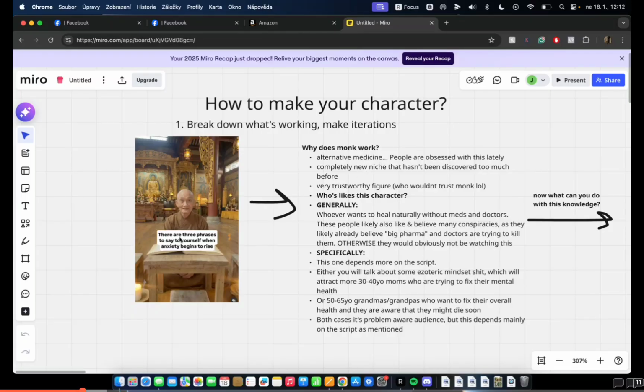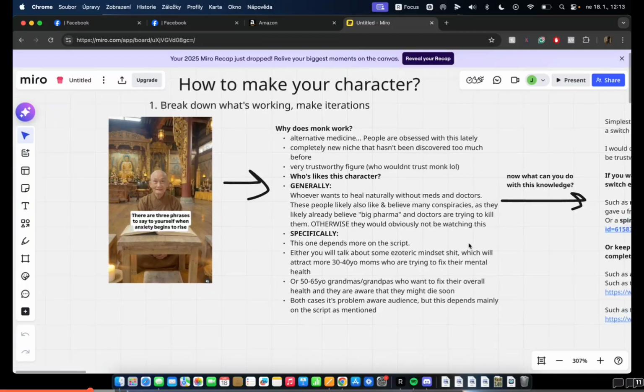And he's also a very trustworthy figure, obviously, because he's a monk. Who wouldn't trust a monk? So this is why it worked. So when you're gonna be remaking or making iterations of Monk, you're kind of gonna have to stick with these things, and then I switch one, but we're gonna go to it later.